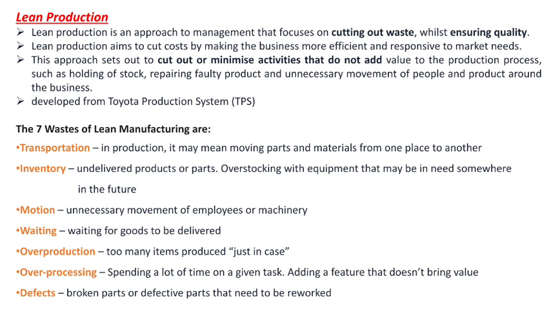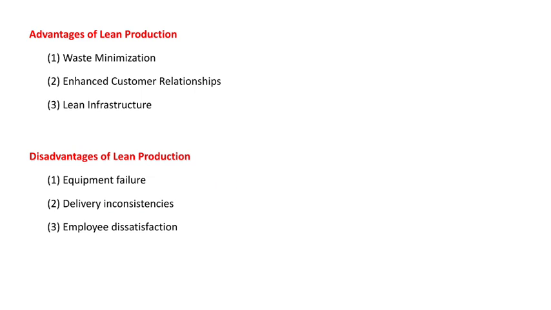Just like I said, overproduction. Too many items produced. Over processing. Spending a lot of time on a given task. So that is also considered as a waste. And last being defects. Broken parts or defective parts that need to be reworked. Right. So that is a loss. Hence that is also considered to be waste.